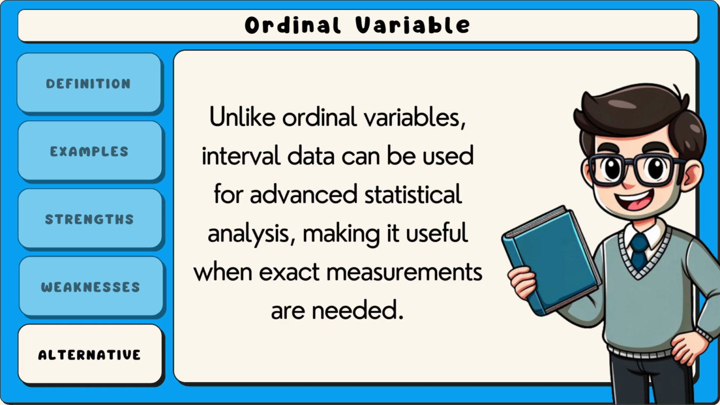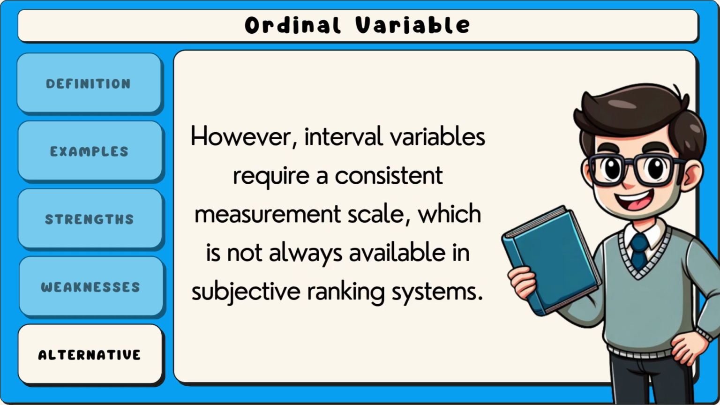Unlike ordinal variables, interval data can be used for advanced statistical analysis, making it useful when exact measurements are needed. However, interval variables require a consistent measurement scale, which is not always available in subjective ranking systems.